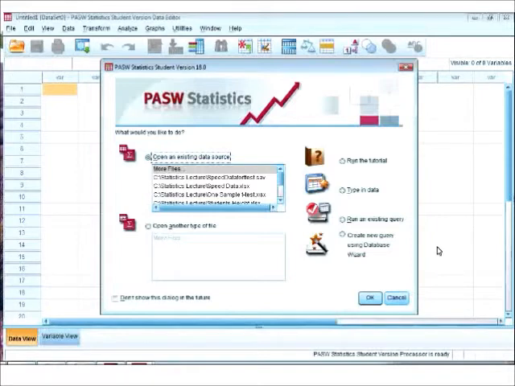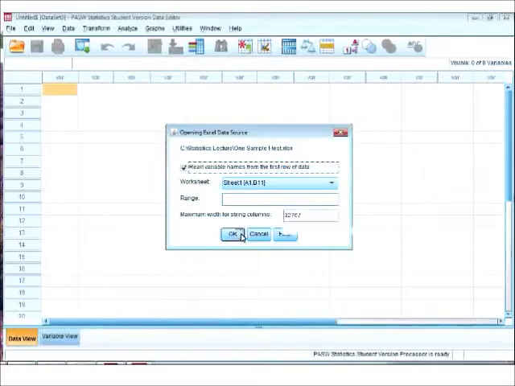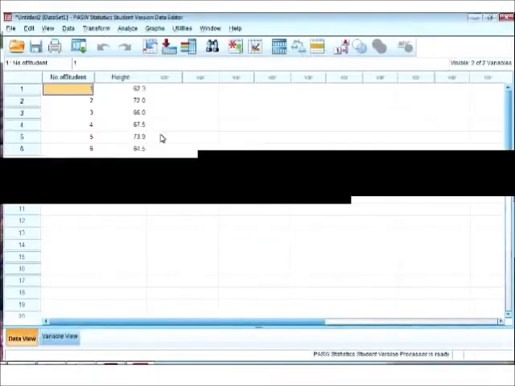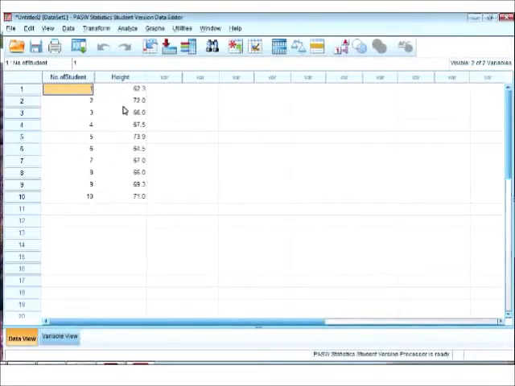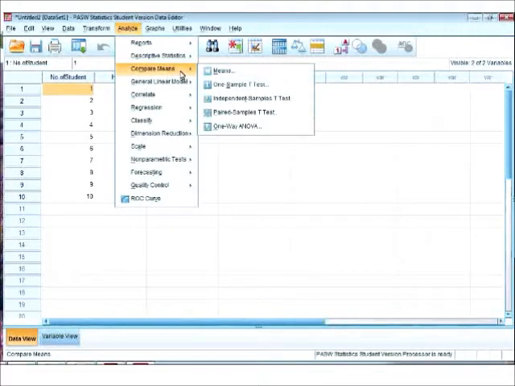Okay. So for today's exercise, I will discuss 3 different types of t-tests. I selected 10 data points from our class height data points. See, we have 10 students in a class and the heights are measured this way. I go to Analyze, I go to Compare Means, and I select One-Sample T Test.